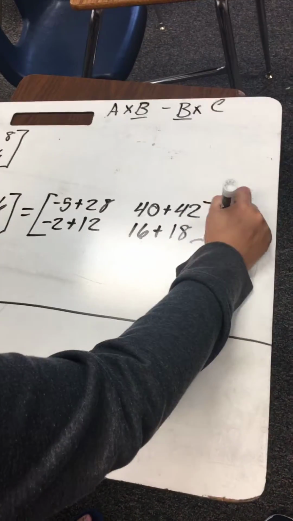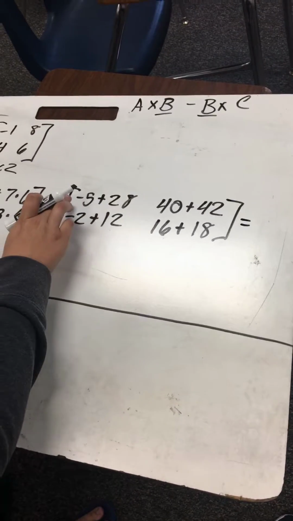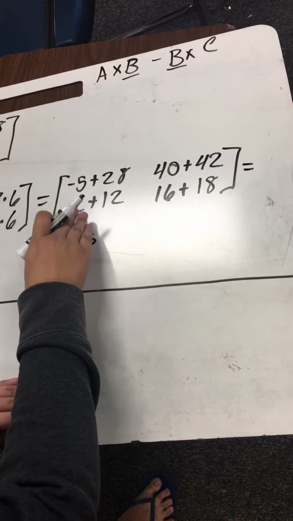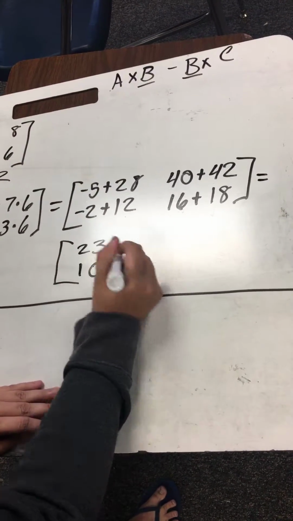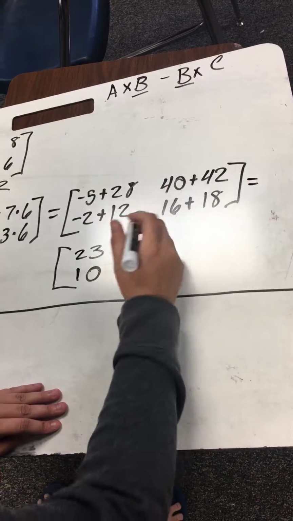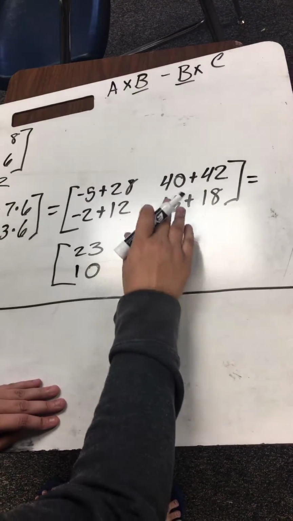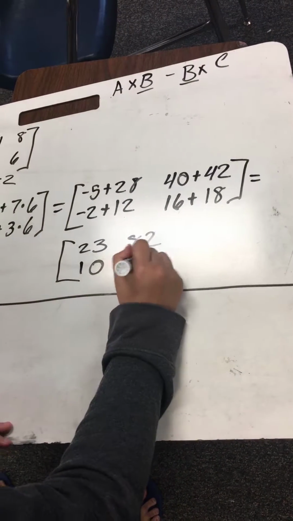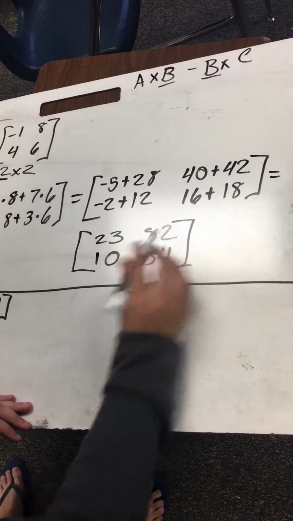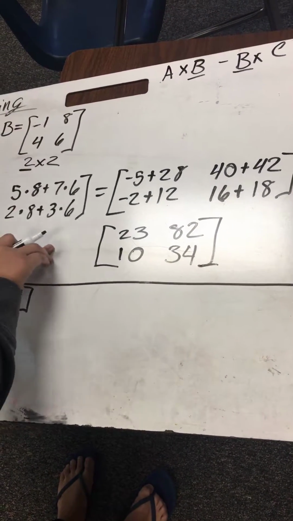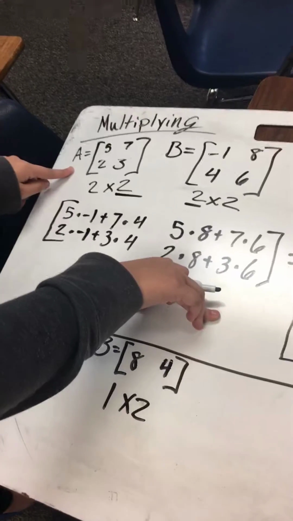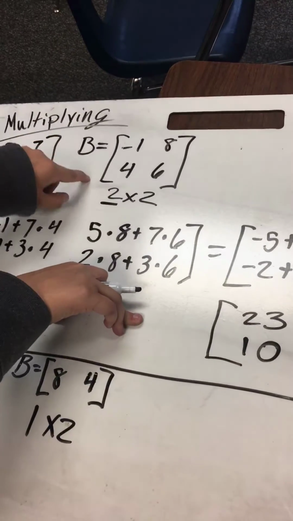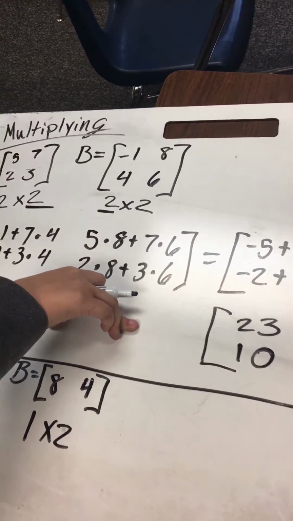So to get your final answer, you would do -5 plus 28, which is 23. -2 plus 12, which is 10. 40 plus 42, 82. 16 plus 18, which is 34. So that would be your answer to the first matrix 5, 7, 2, 3, and the second matrix -1, 8, 4, and 6.